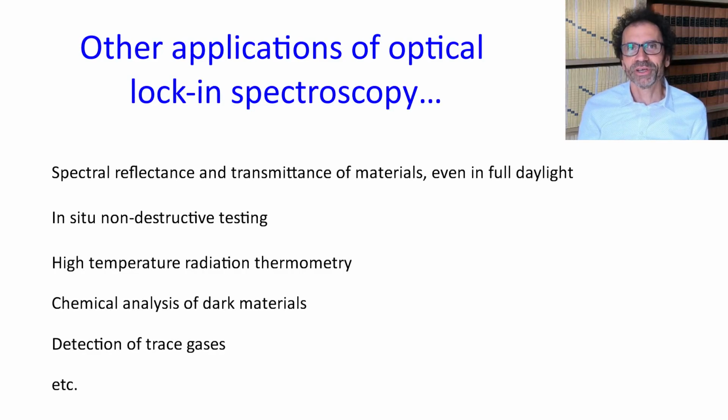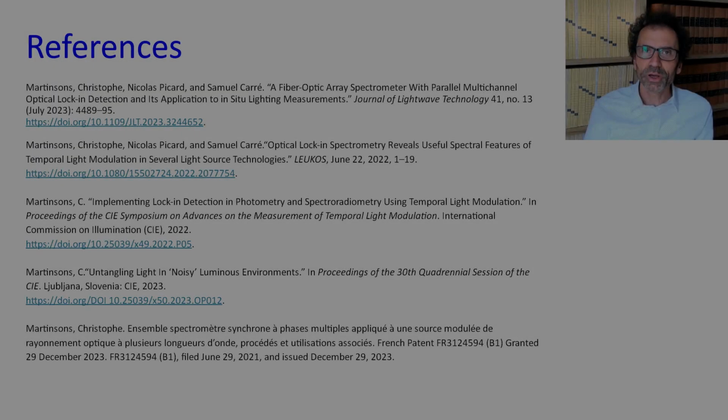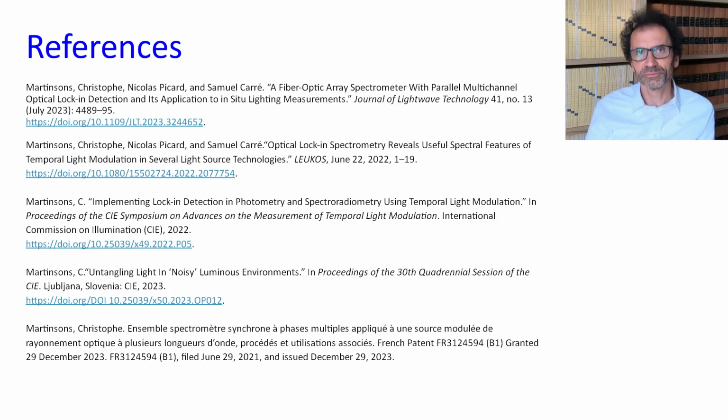There are many other applications for the CSTB optical locking spectrometer. It can be used to measure spectral reflectance and spectral transmittance of materials outside, even in full daylight. It can be applied to measure temperature in radiation thermometry. It can be used in chemical analysis for dark materials, for instance, where there is very little signal, and the detection of trace gases.